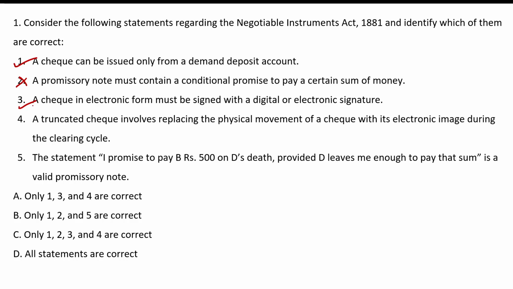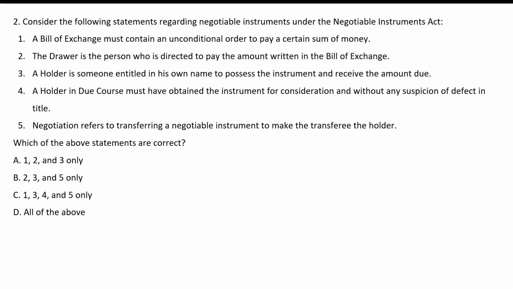A truncated check involves replacing the physical movement of a check with its electronic image during the clearing cycle. So this statement is also correct. The statement I promise to pay B rupees 500 on D's death, provided D leaves me enough money to pay the sum, is a valid promissory note. No, this is not a valid promissory note. It comes with conditions. So this is not a valid promissory note. 1, 3 and 4. Option A is the correct answer for this question.